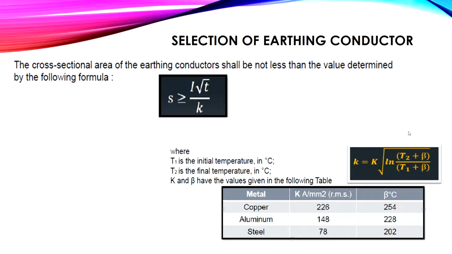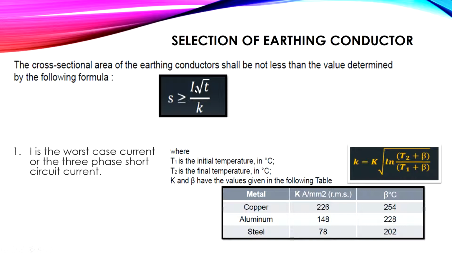So how to select our earthing conductor? We have here a few specifications we would like to discuss. We would like to select our earthing conductor according to its cross-sectional area. We would like to identify the cross-sectional area of the earthing conductor, and we have a formula for it. You will find that S, which is the cross-sectional area, should be at least greater than or equal to I root T over K.